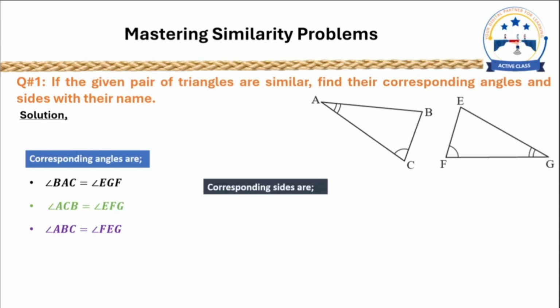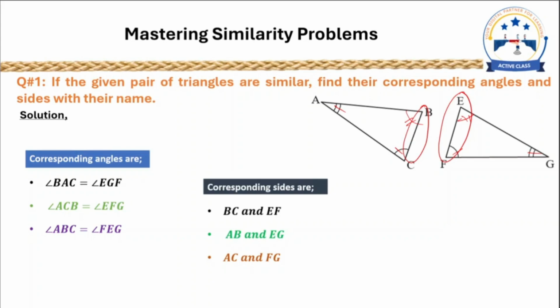Once the corresponding angles are calculated, then we write the sides opposite to the equal corresponding angles as our corresponding sides. So here, angle A and angle G are equal, and side opposite to them are BC and EF. So we call them corresponding sides. And we follow the same technique to identify the other corresponding sides. Means the other pair of corresponding sides are AB and EG, because AB is opposite to angle C and EG is opposite to angle F, which are equal. And finally, AC and FG, which are the third pair of corresponding sides.